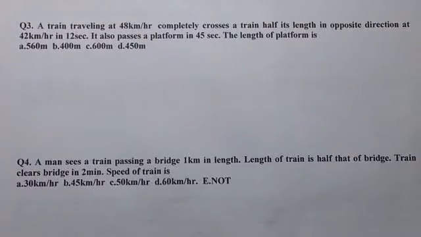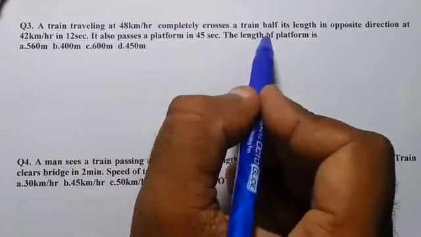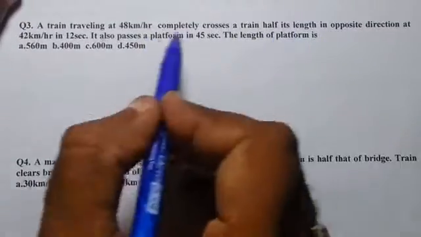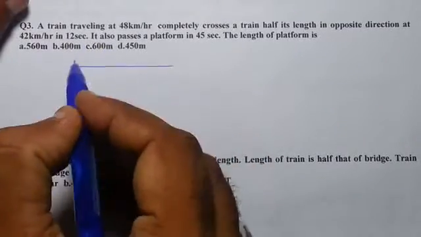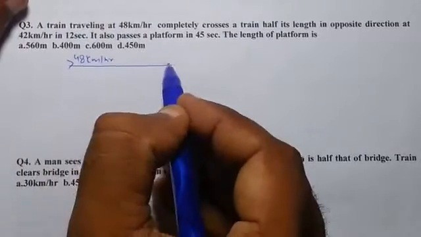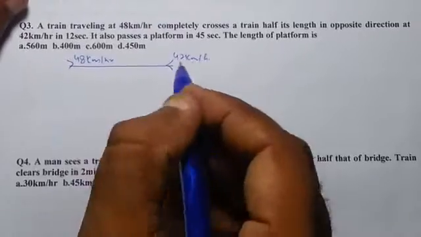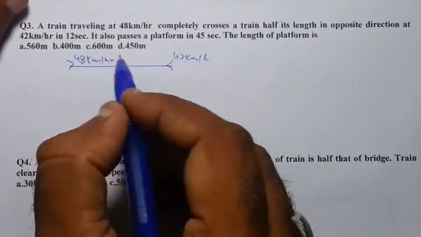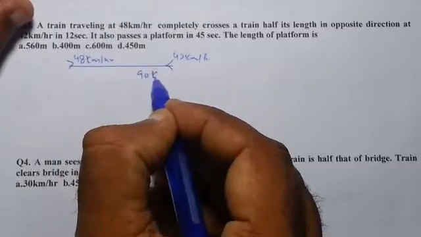The third question is quite simple. A train traveling at 48 km per hour completely crosses a train half its length, in the opposite direction at 42 km per hour, in 12 seconds. It means we have a train that is going at 48 km per hour, and we have another train that is coming at 42 km per hour. They both cross each other in 12 seconds. That means 48 plus 42 gives us 90 km per hour.